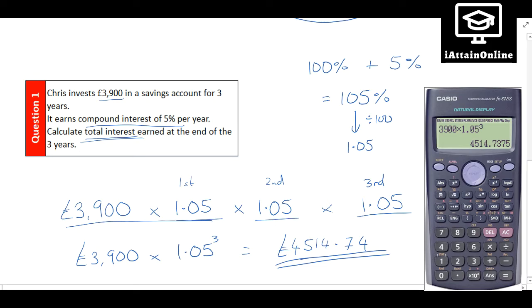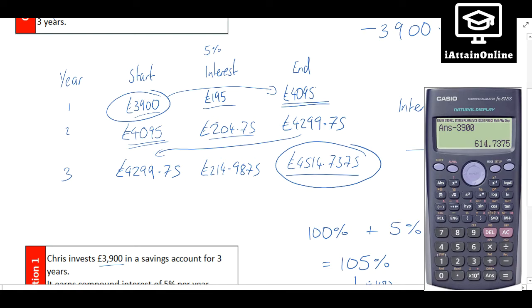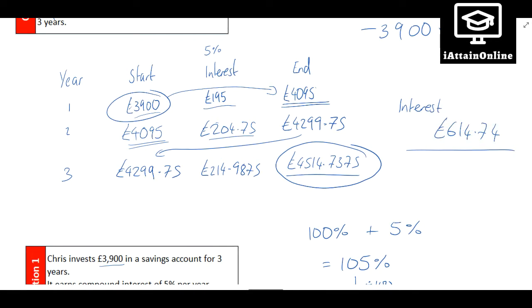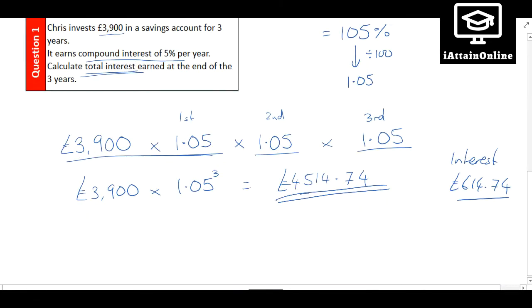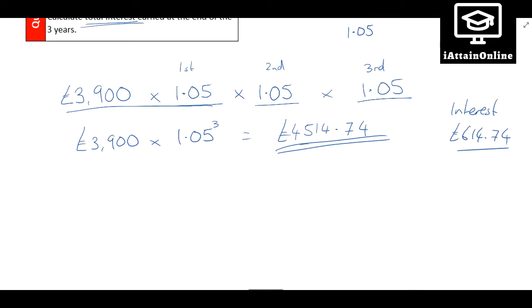So what we can now do is just take away the original amount, which was 3,900, press equals, and that tells me that the interest was £614.74, which is the same as, if I get rid of the calculator so you can see, the same as what we got earlier. So this is the quick way of doing it, and this is the way that I'm going to be doing it for the remaining examples.